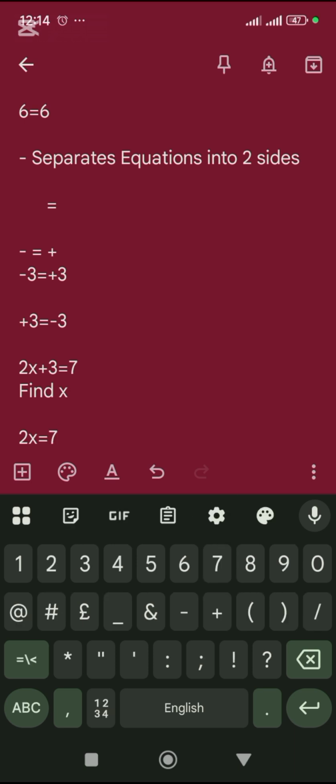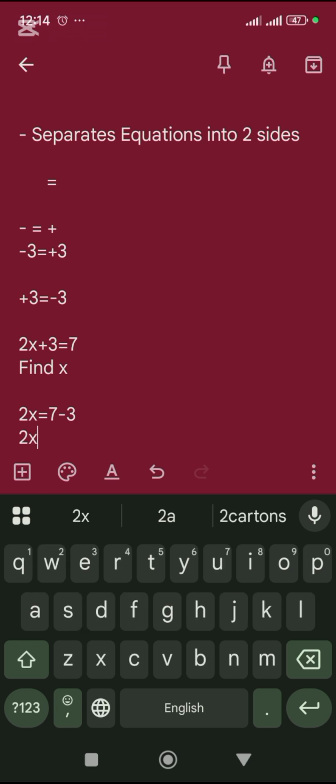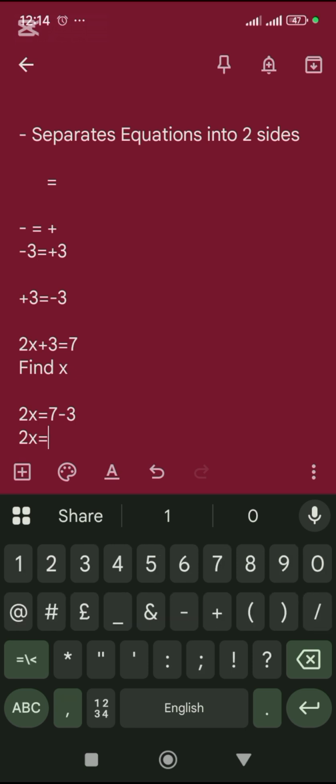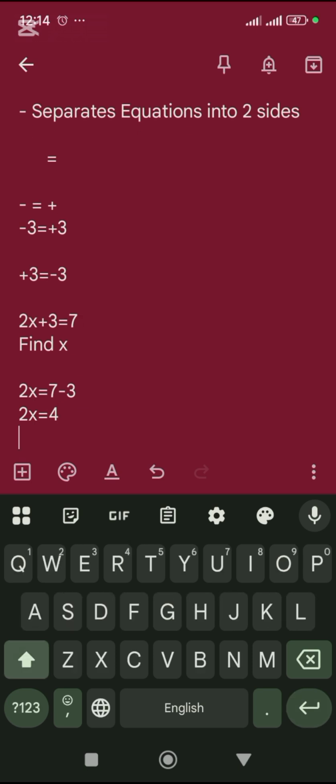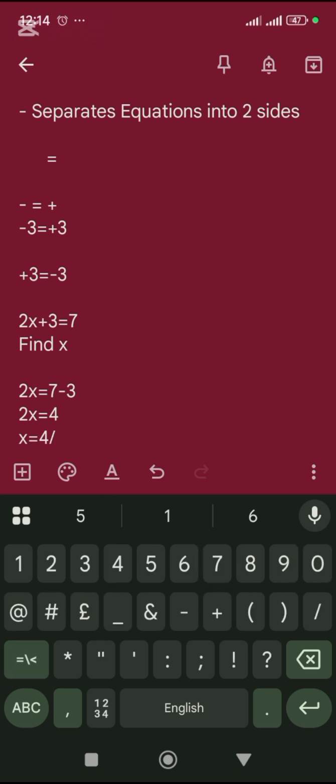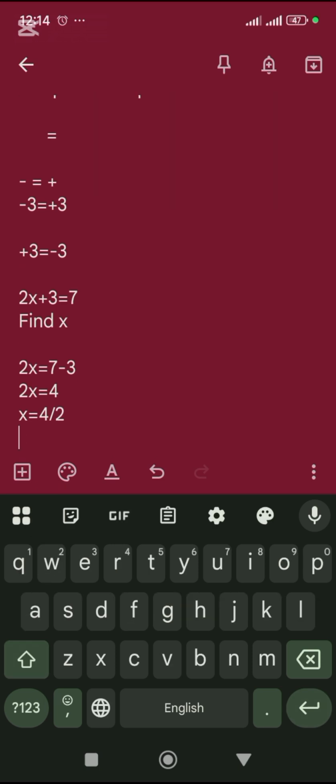But the plus 3 will have to cross over the equal sign to the other side. And once it crosses over to the other side, it becomes a negative, minus 3. Okay, so that you can have 2x equals 7 minus 3, which is 4. And so you have 4. And you will divide both sides by 2 so that you can cross out and have x equals 4 divided by 2. And so your x will now be equal to 2.